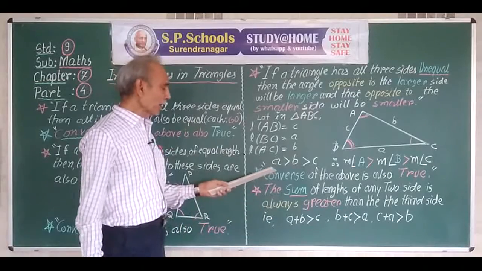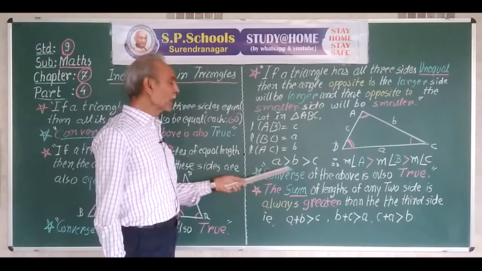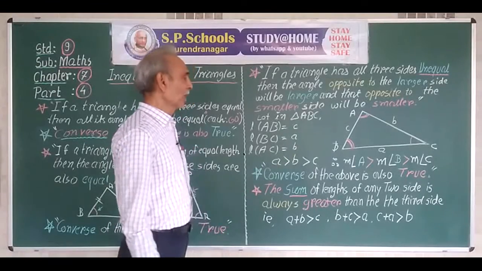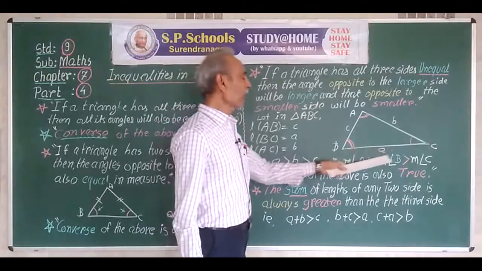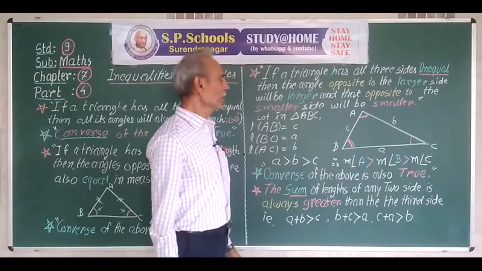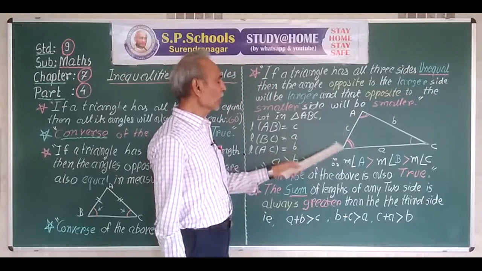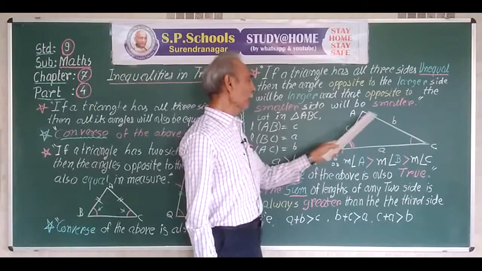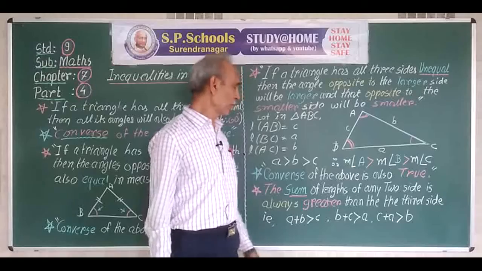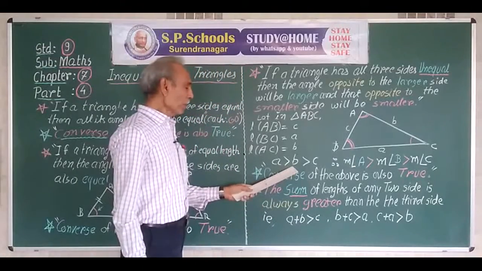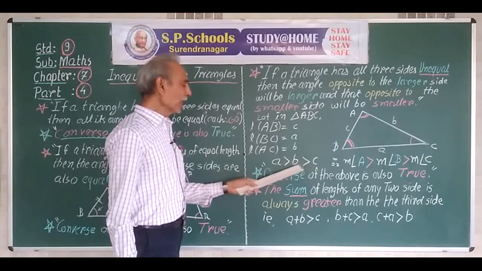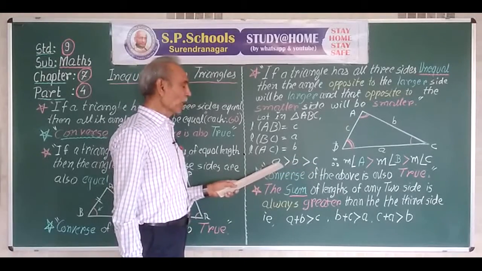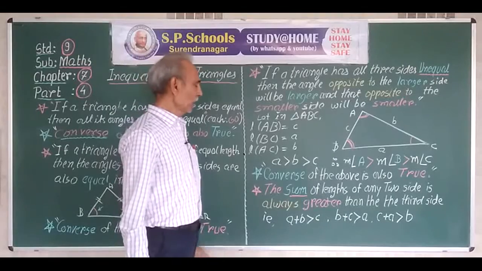Now it is given that a is greater than b is greater than c. This is the largest side and this is the smallest side. This side is smaller than the largest and bigger than the smallest. So b is bigger than the smallest side, c, and smaller than the largest side, a.